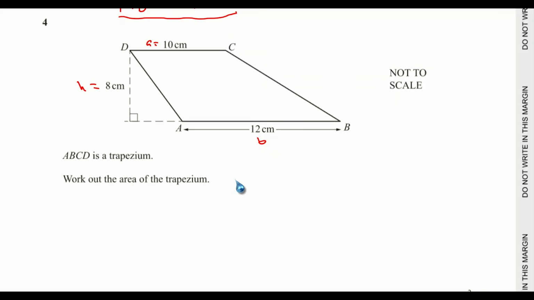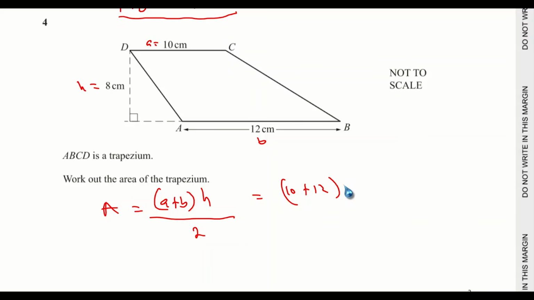So using that formula, the area, denoted by A, will be equal to the sum of the two parallel sides, a plus b, then multiplied by the height, then everything divided by 2. So let's key in the values. This will be equal to 10 plus 12, multiplied by 8, then divided by 2.